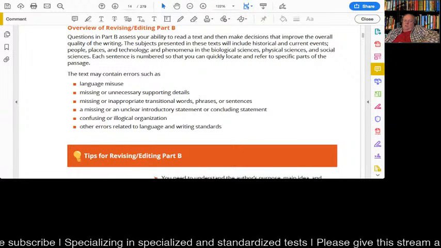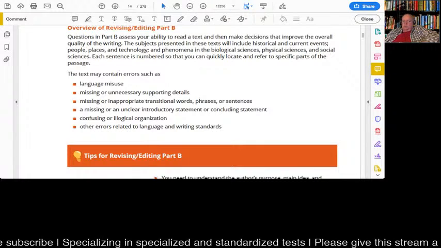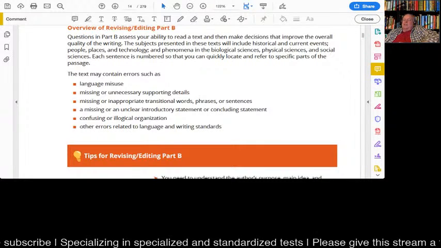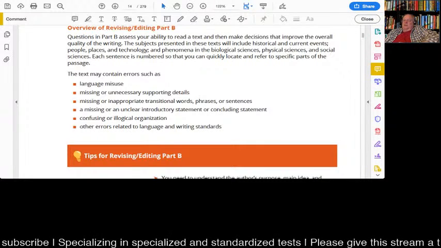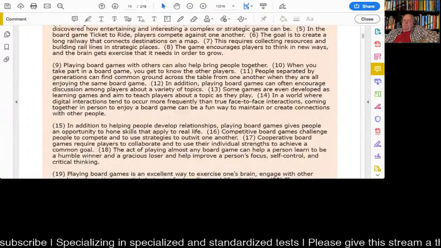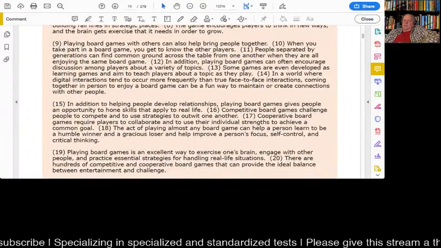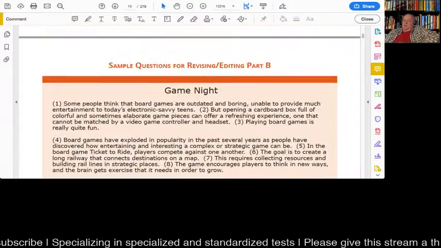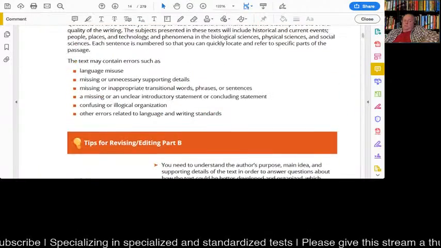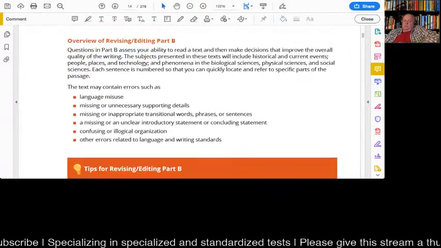Okay, so the last time we talked about the revising and editing basically of sentences. This time it's going to get into paragraphs. In particular, in this case, it's a passage. So we'll talk about that in one second. Let's just go over some of this here.